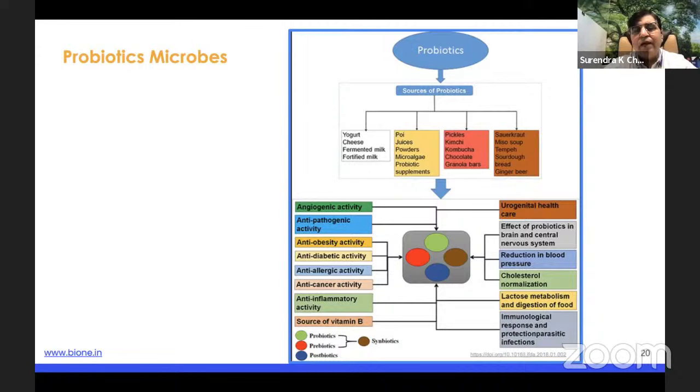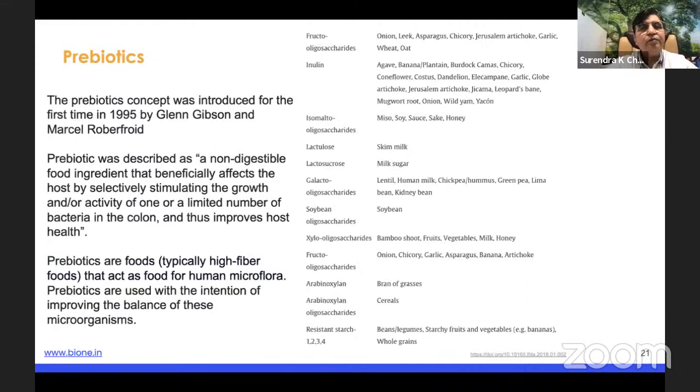And symbiotics are where probiotics and prebiotics work together, and they play an important role in cholesterol, blood pressure, and probiotic communication in the system. So these are the various mechanisms involved in the functionality of the system.